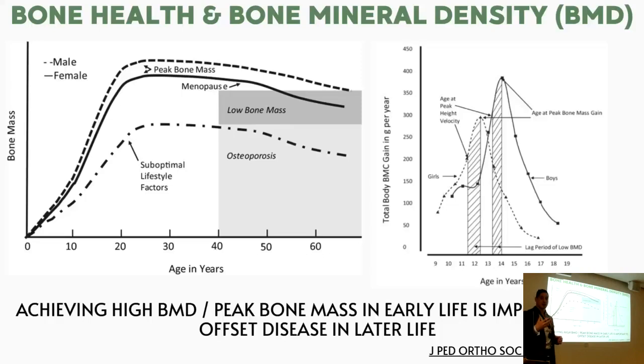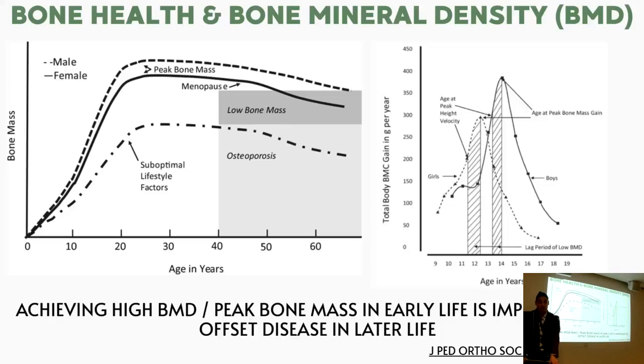If we end up in a situation whereby we don't build enough bone mass in our early years, so from our teenage years into our early 20s, then we can end up with low peak bone mass, so that when we move into our later life stages and our bone mass starts to decline, we can end up with osteoporosis. So it's really important that we lay down as much bone mass as we possibly can in our early years.